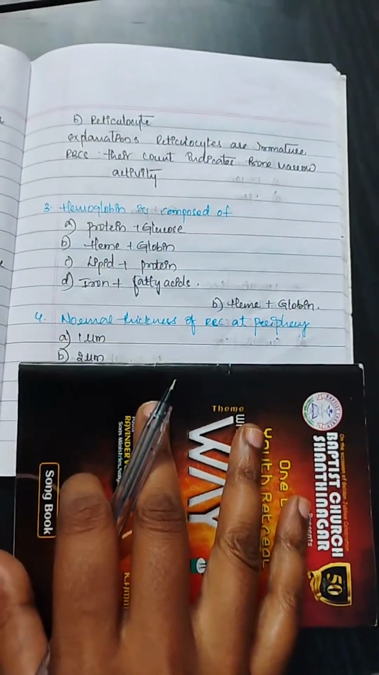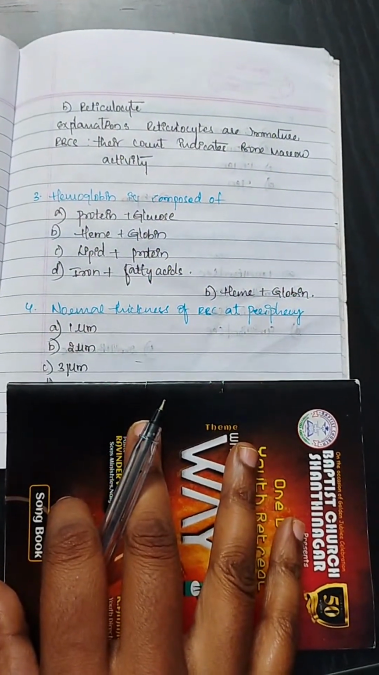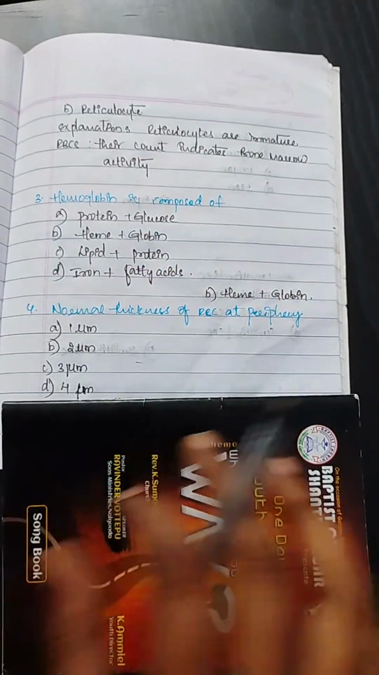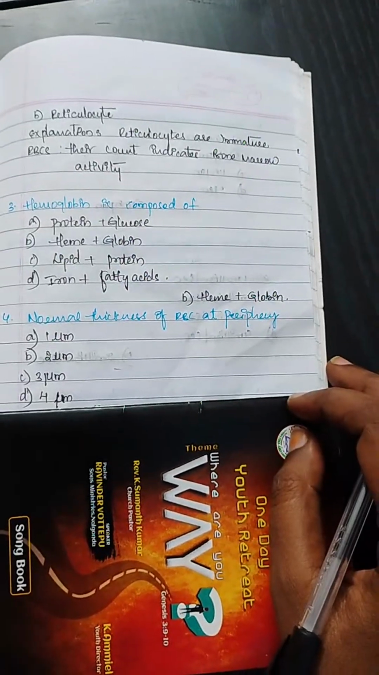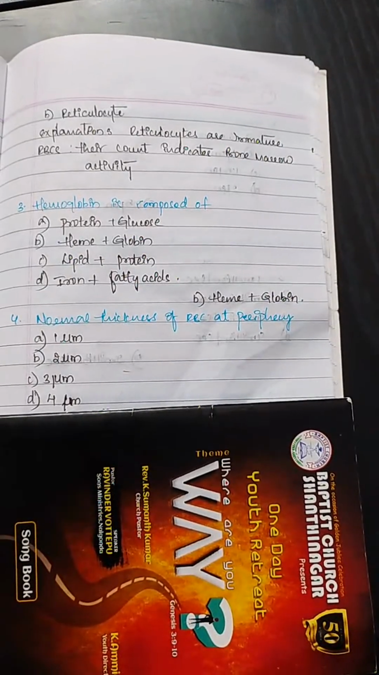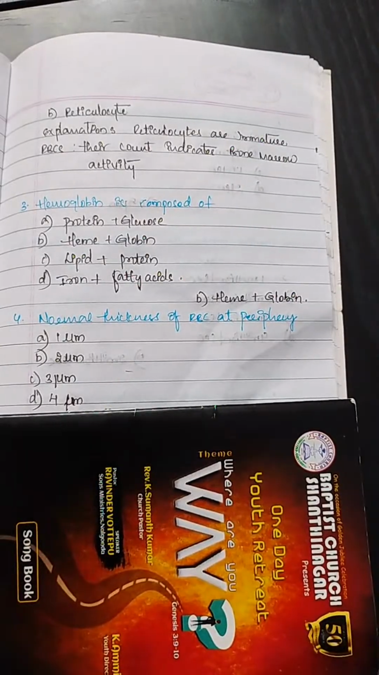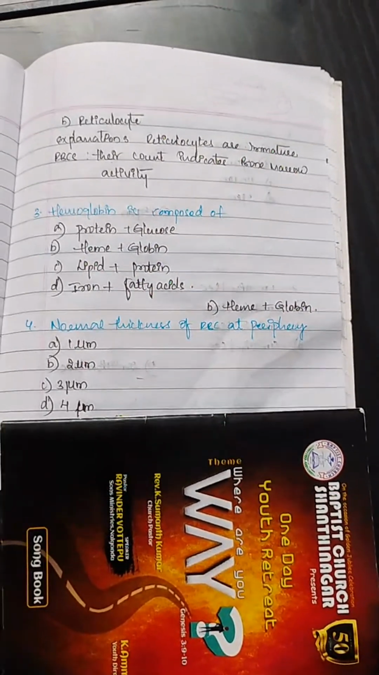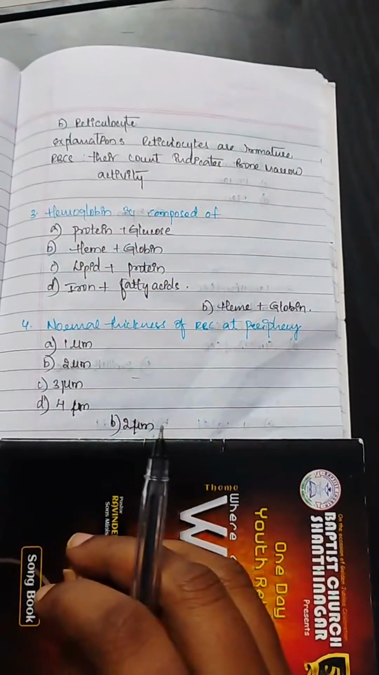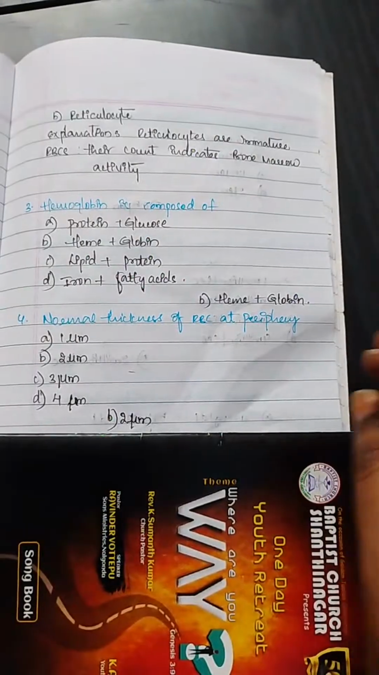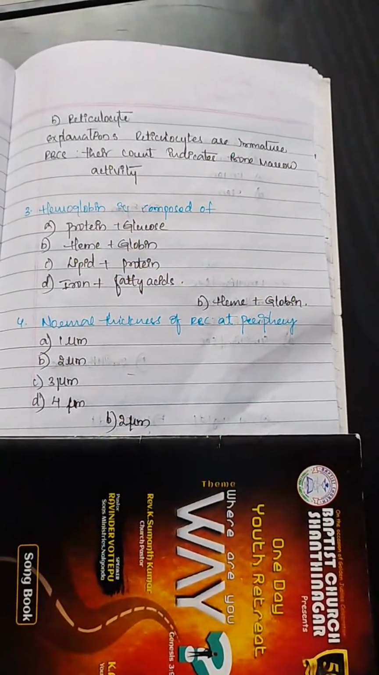Then next question, normal thickness of RBC peripherally: 1 micrometer, 2 micrometers, 3 micrometers, 4 micrometers. And the option is B, 2 micrometers. The normal thickness of RBC peripherally is 2 micrometers.